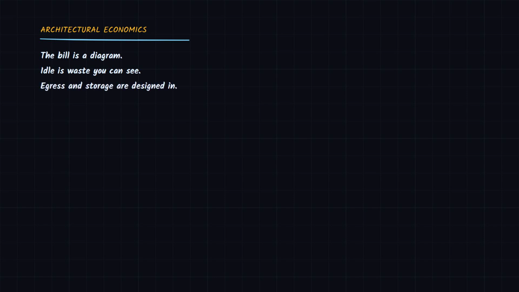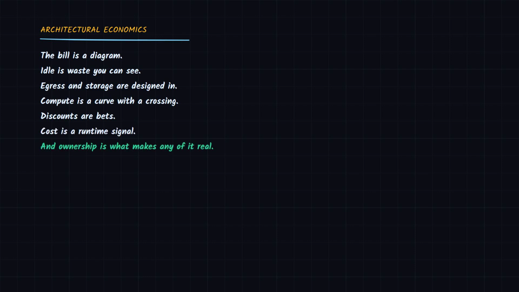So that is architectural economics. The bill is a diagram. Idle is waste you can see. Egress and storage are designed in. Compute is a curve with a crossing. Discounts are bets. Cost is a runtime signal. And ownership is the thing that makes any of it real. Because every technique in this series dies the moment cost is nobody's job.